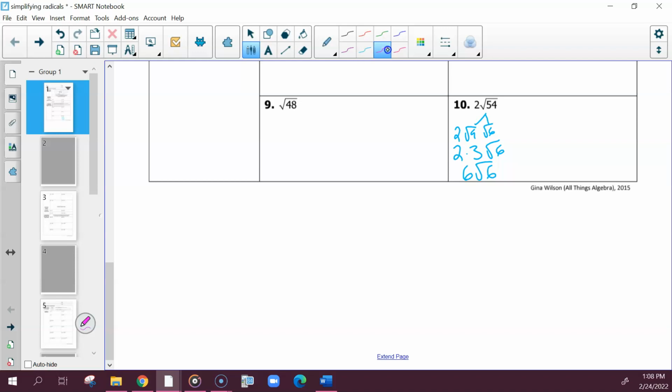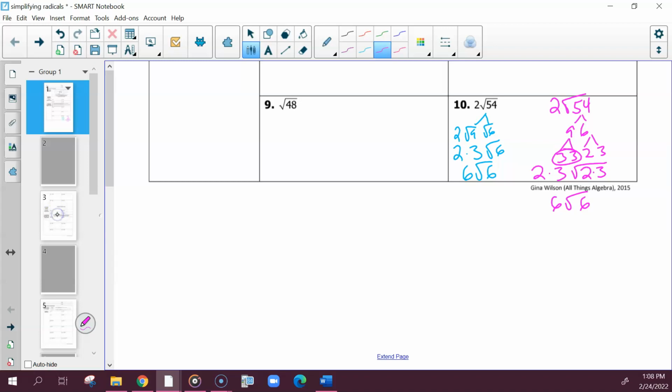If we were doing it the other way, where we're just breaking it down, so we have 2 times the square root of 54. Let's say we still use 9 and 6, but then we break it down completely. So 3 times 3 gives us 9. 2 times 3 gives us 6. We have a pair of 3s that are going to come out. So we have 2 times 3 on the outside, and then 2 and 3 on the inside, which would leave us with 6 times the square root of 6.